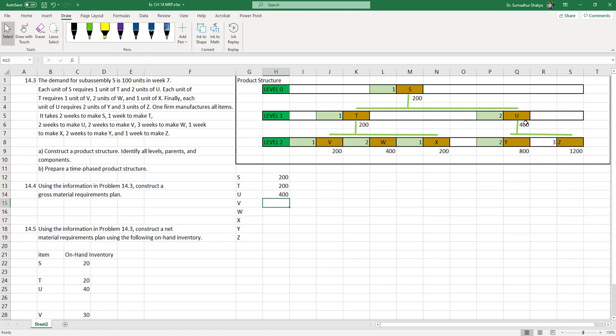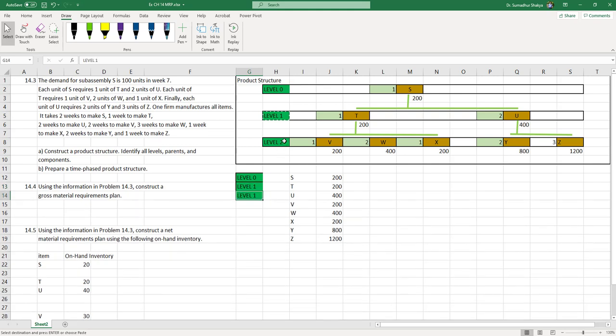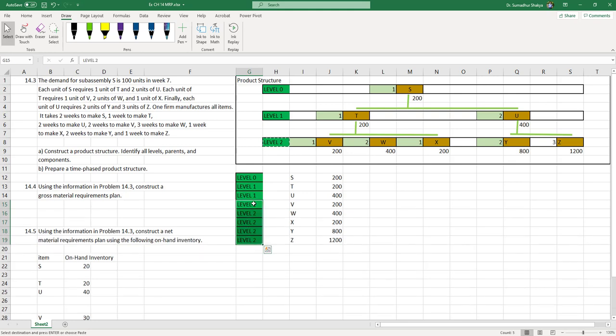Okay, so I'll fill this up. So I'm done filling up all of these numbers. Let me also make space for S is the level 0. So that's S, and T and U are level 1, and then all others are level 2. So just remember that they all start from 0 and not the 1. So the finished good that we are planning for is level 0.